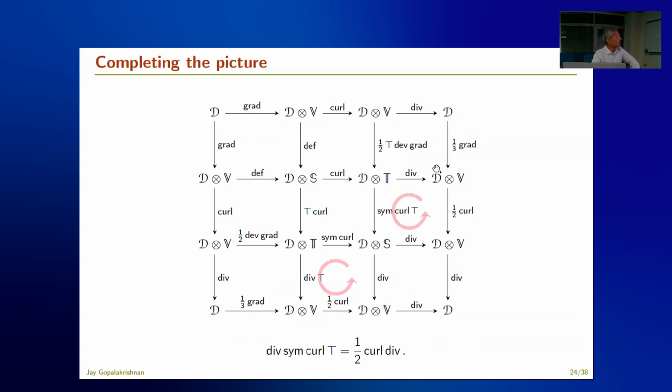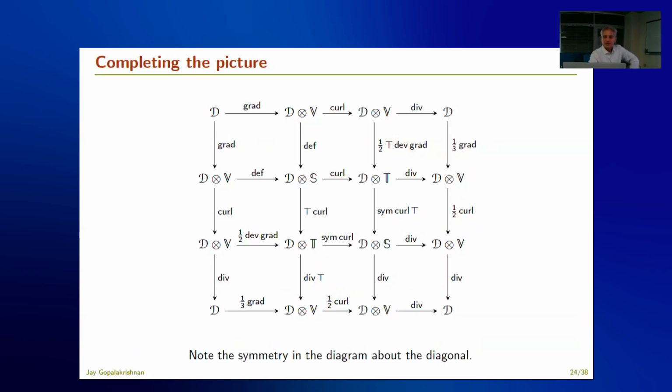An example of an identity here is if you get the co-div operator by going this way, or 1/2 the co-div operator, that happens to be equal to the operator that you get by going the other way, from here through here. And the diagram is symmetric about the diagonal. Okay, so this is the picture for smooth functions.